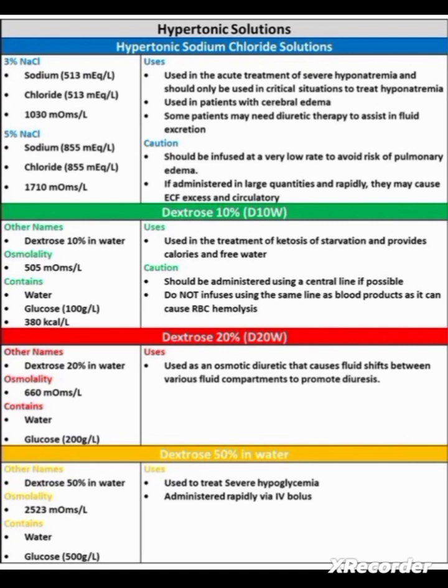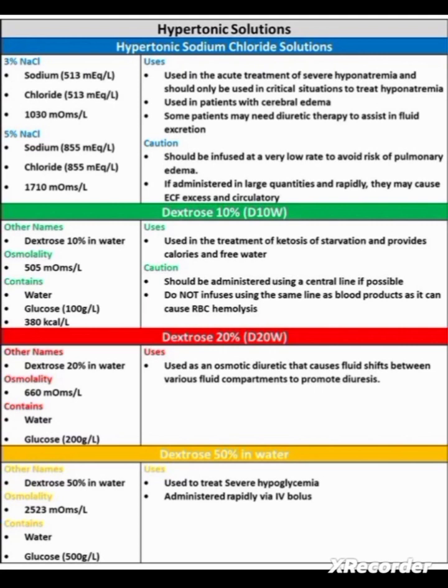Next one, dextrose. Dextrose is 10%, 20%, and 50%. For dextrose 10%, the osmolality is 505 milliosmoles per liter. Glucose is 100 grams per liter. Calories are 380 kilocalories. It is used in the treatment of ketosis of starvation and provides calories and free water. It should be administered using a central line if possible, and should not be infused using the same line as blood products.